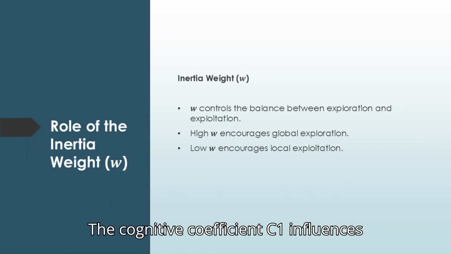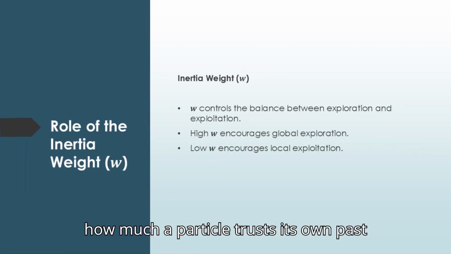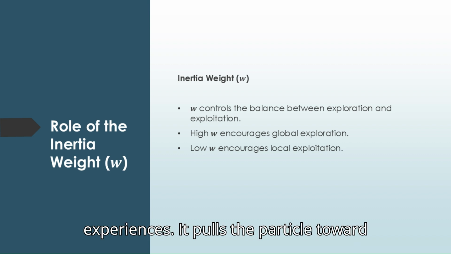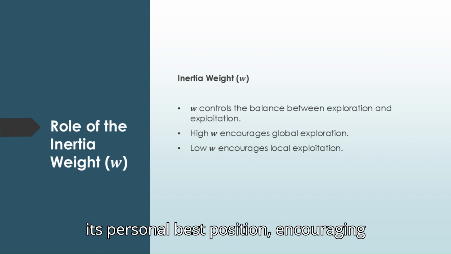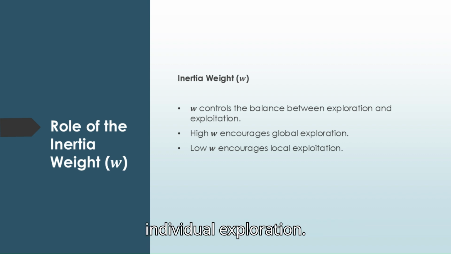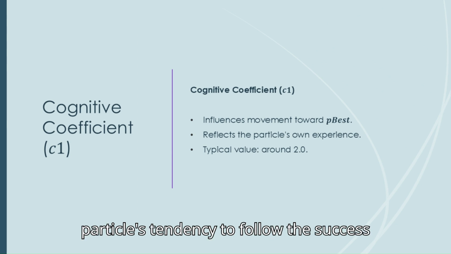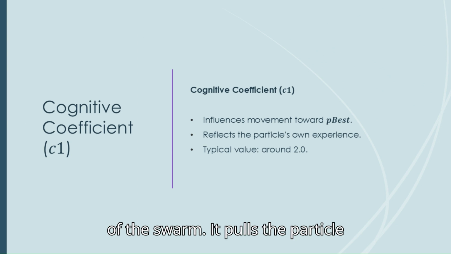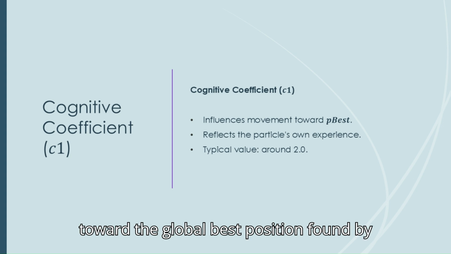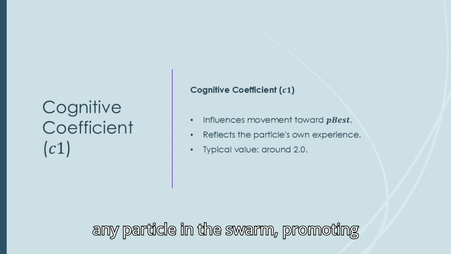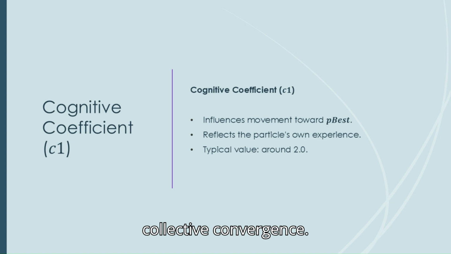The cognitive coefficient C1 influences how much a particle trusts its own past experiences. It pulls the particle toward its personal best position, encouraging individual exploration. The social coefficient C2 represents the particle's tendency to follow the success of the swarm. It pulls the particle toward the global best position found by any particle in the swarm, promoting collective convergence.